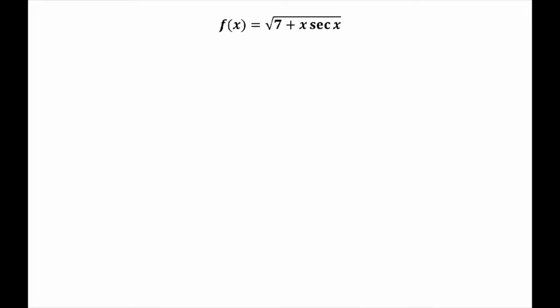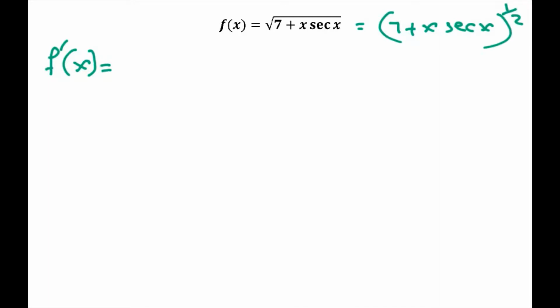Now what about this one here? So f prime of x equals, okay, first I'm going to write it as (7 plus x secant x) to the power of 1/2. So the derivative of the outside is basically 1/2 times (7 plus x secant x) to the power of 1/2 minus 1, which is negative 1/2. And then we need to multiply by the derivative of the inside function. The derivative of 7 is 0.